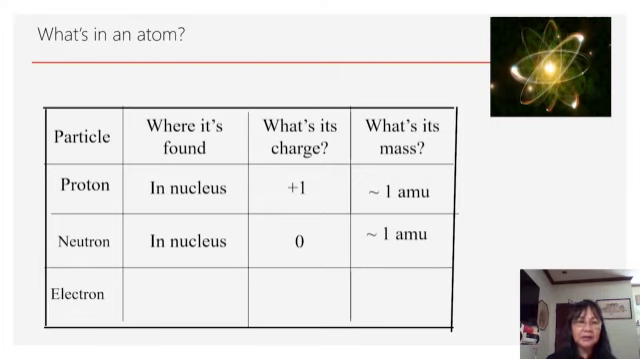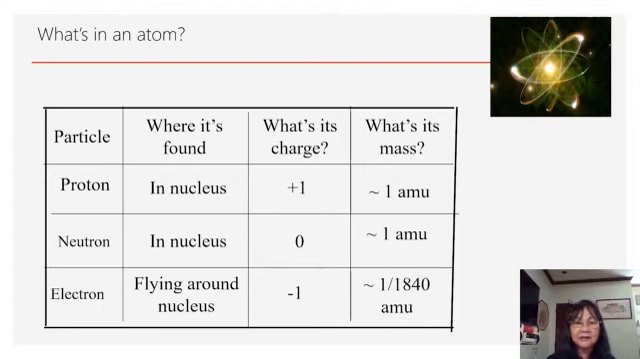So the electron is flying around the nucleus, okay? So you have the example. This is a representation of an atom. The nucleus is there, and the electrons are flying around the nucleus. It has a charge of -1, and the mass is very, very small: 1/1840 atomic mass units.